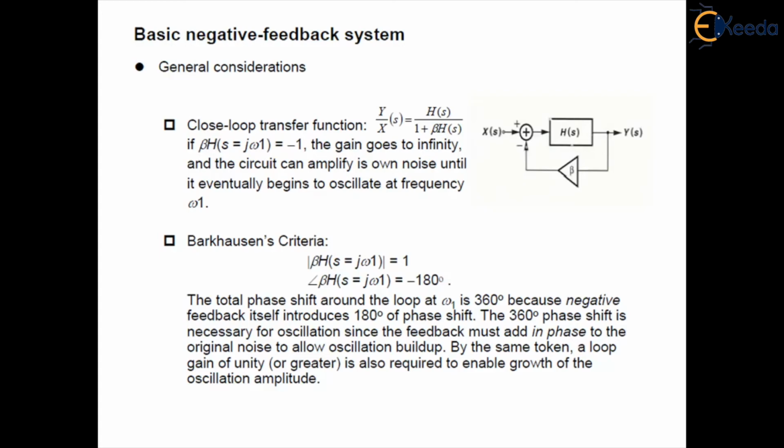So basically two conditions in this Barkhausen criteria are that loop gain is unity to enable the growth of oscillation, and the total phase shift around the loop is 360 degree. 180 degree is the phase angle of loop gain, and 180 degree is the phase shift which is introduced by the negative feedback. Both of these phase shifts must add in phase to allow the original noise to have oscillation build up. So this is all in this lecture.